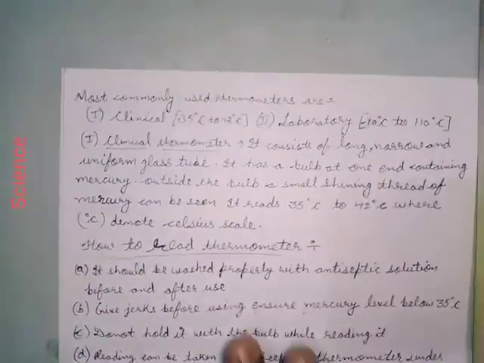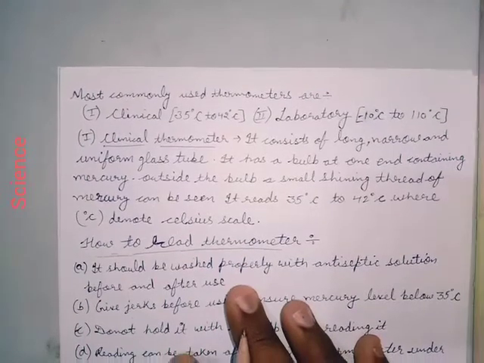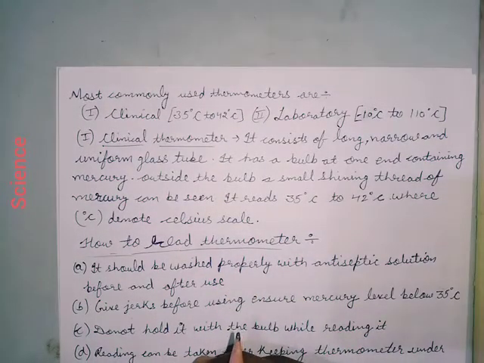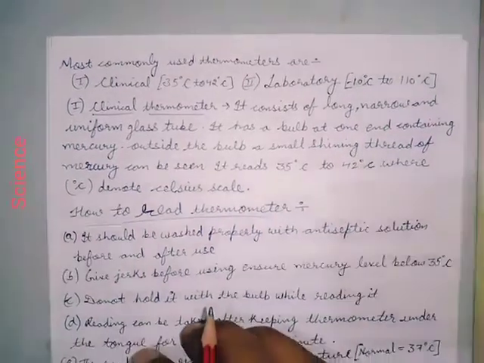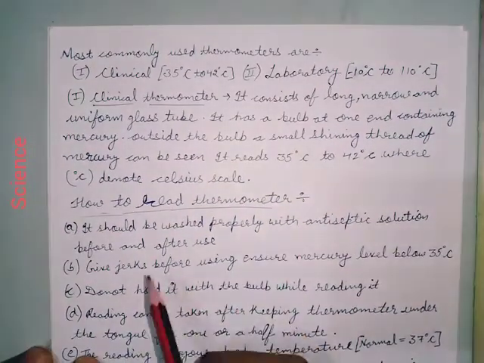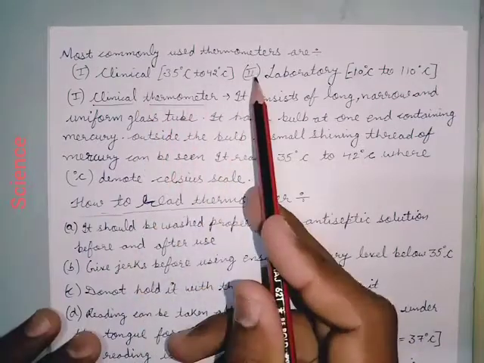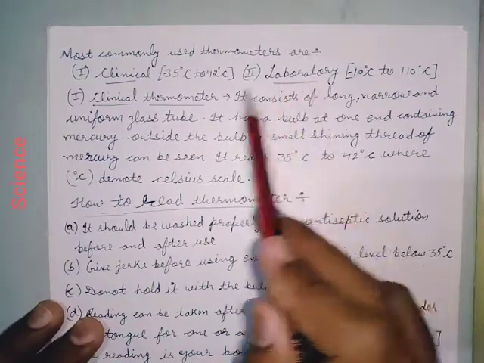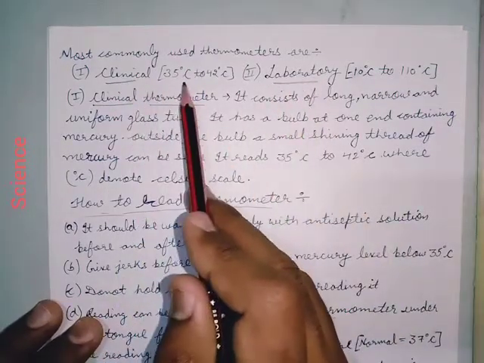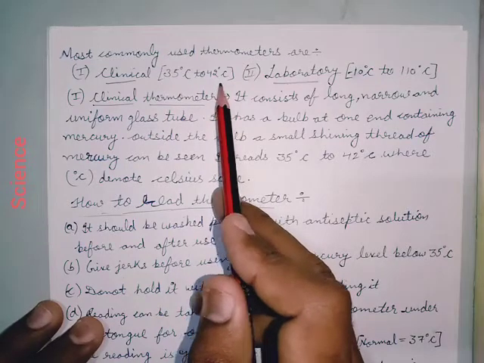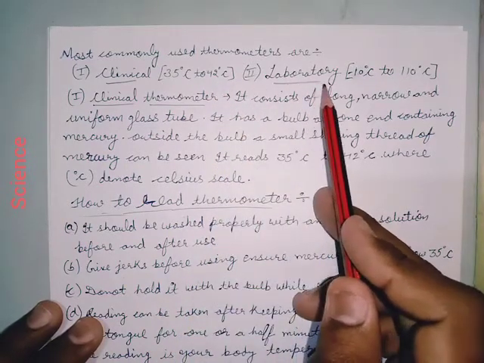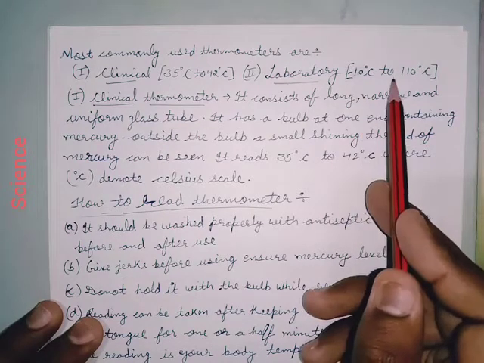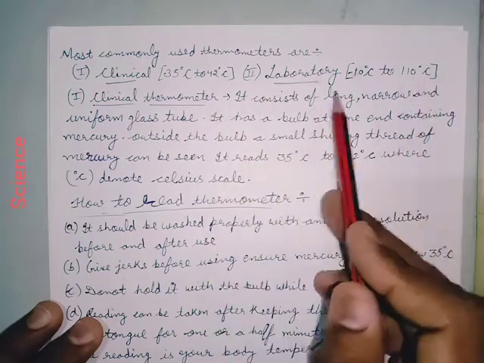Another topic is the most commonly used thermometers. There are many thermometers, such as clinical, mercury, and alcohol thermometers, which are used for measuring different ranges of temperatures. Today we will discuss the two most commonly used thermometers. The first one is clinical and the second one is laboratory. The range of the clinical thermometer is 35 degrees Celsius to 42 degrees Celsius, and the laboratory thermometer is minus 10 degrees Celsius to 110 degrees Celsius. These are the two ranges.